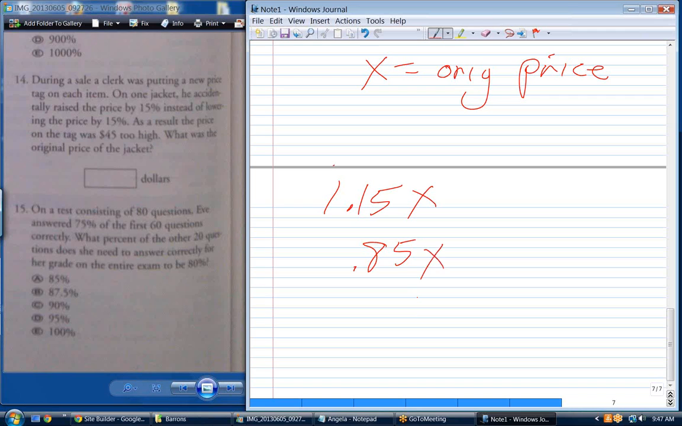Okay. As a result, the price of the tag was $45 too high. So what equation can I write? Well, if I took the price that he put on it and I subtract the price that it was supposed to be, that's got to equal $45.